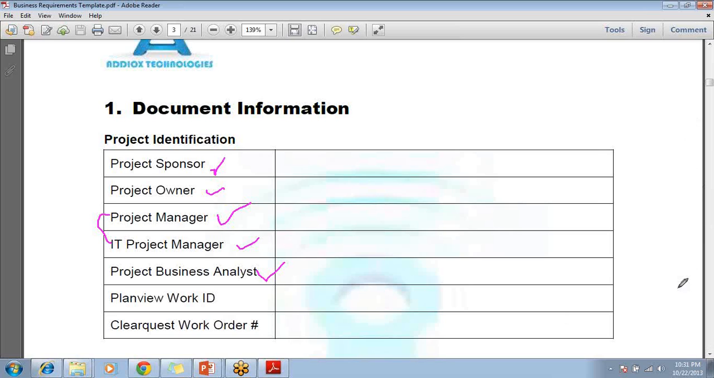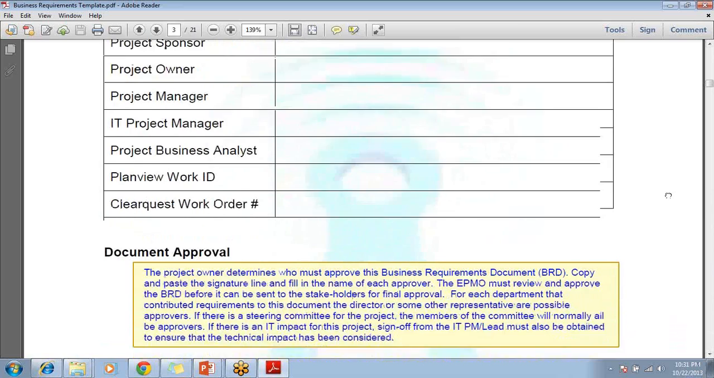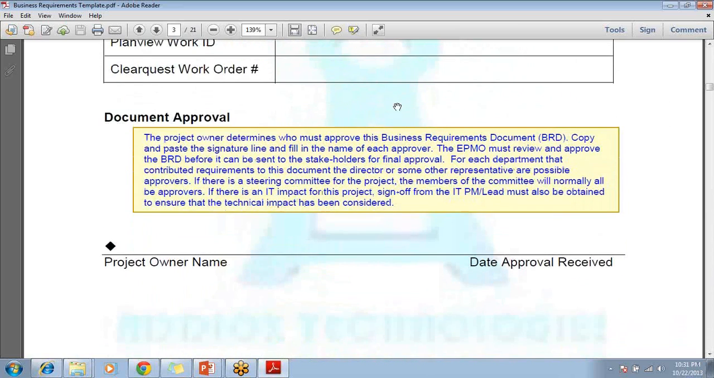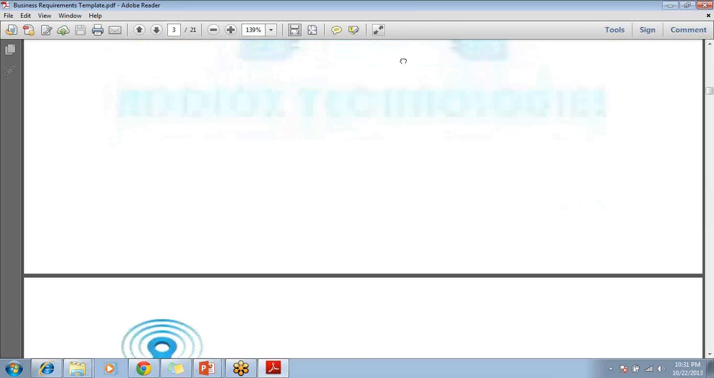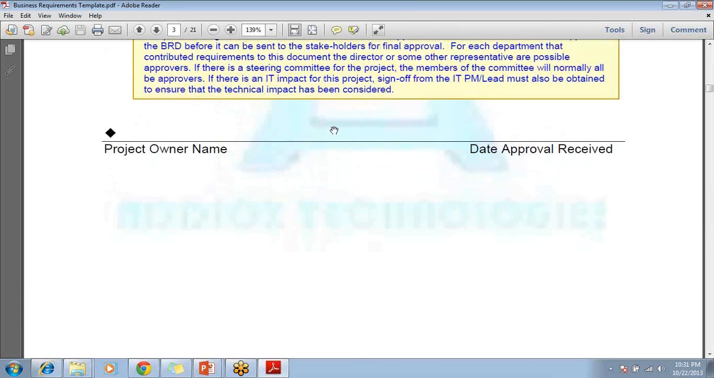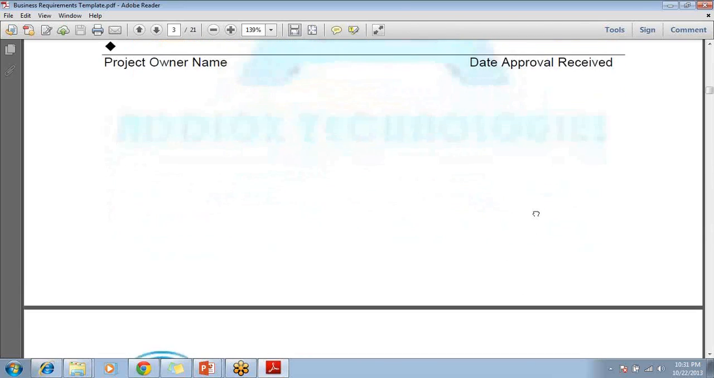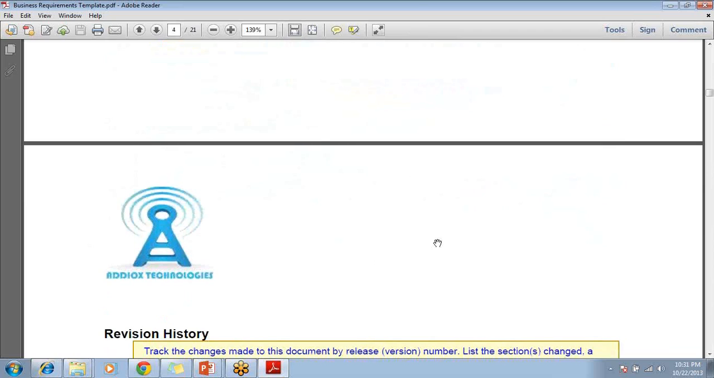Now, whenever I choose pen, it doesn't scroll. Okay. Again, document approval. Who are the folks who are going to approve this document? You have to write the name and the date. It's required for your own safety so that you know.